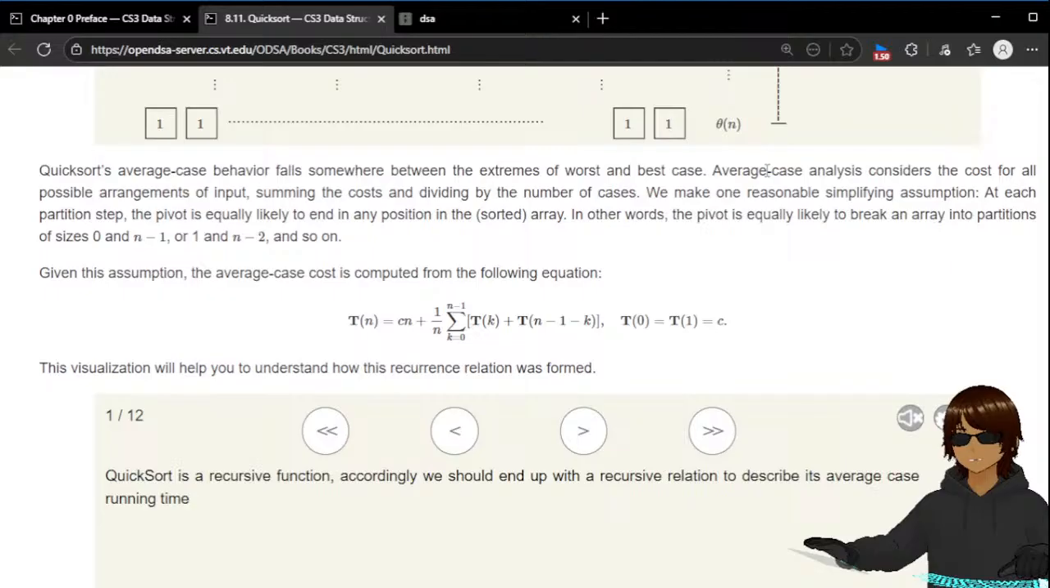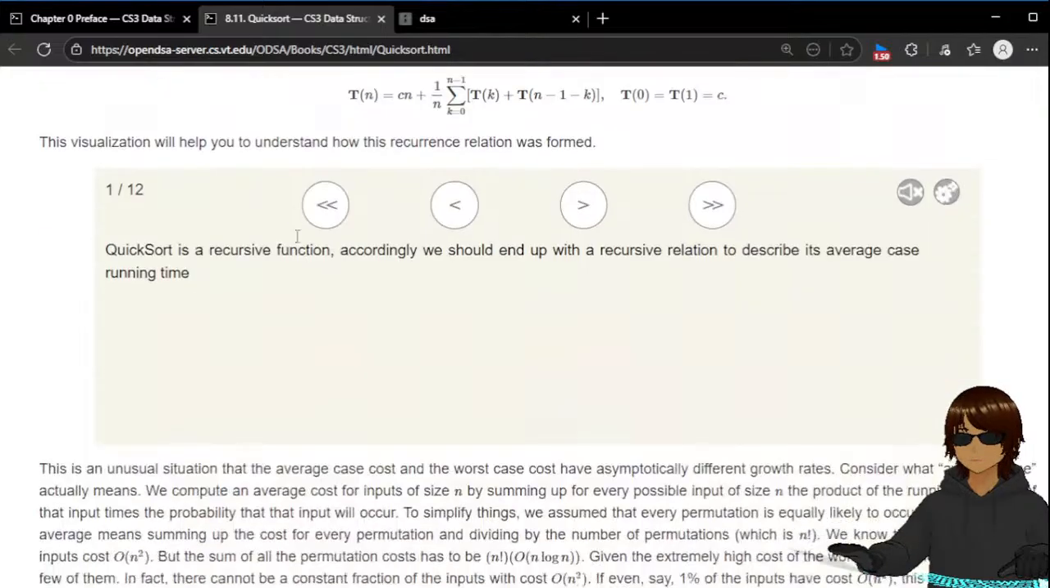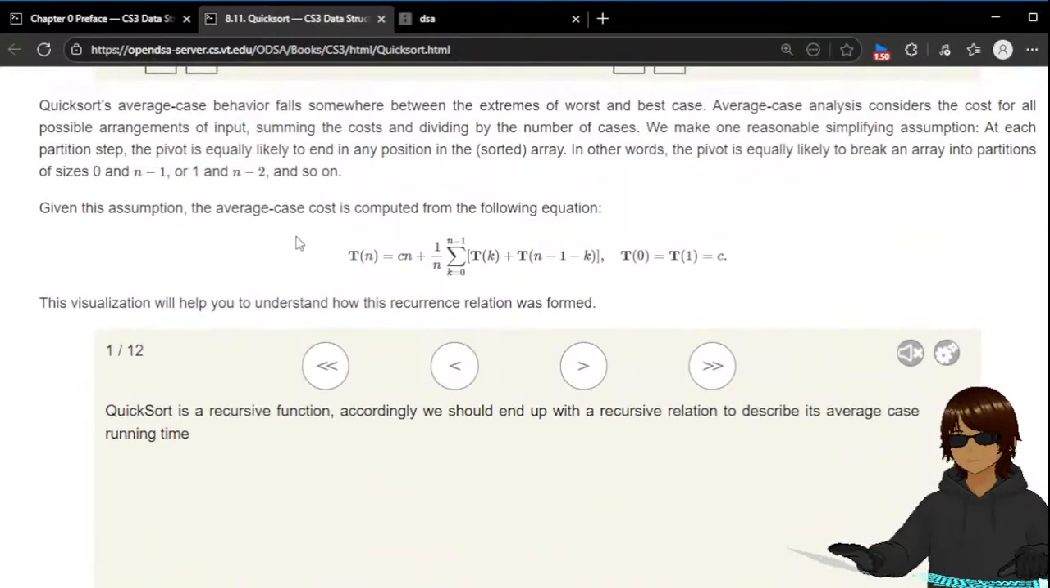Average case analysis considers the cost for all possible arrangements of input, summing the cost and dividing by the number of cases. We make one reasonable simplifying assumption. At each partition step, the pivot is equally likely to end in any position in the sorted array. In other words, the pivot is equally likely to break an array into partitions of sizes 0 and n minus 1, or 1 and n minus 2, and so on. Given this assumption, the average case cost is computed from the following equation.